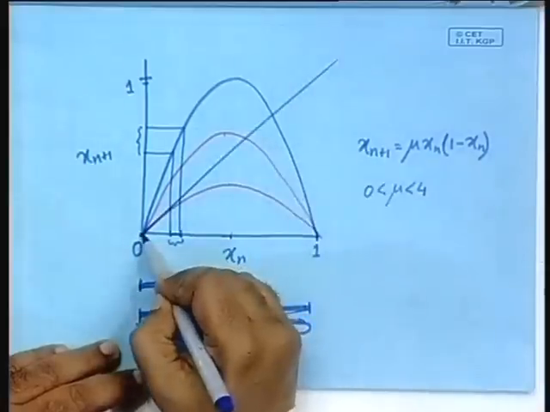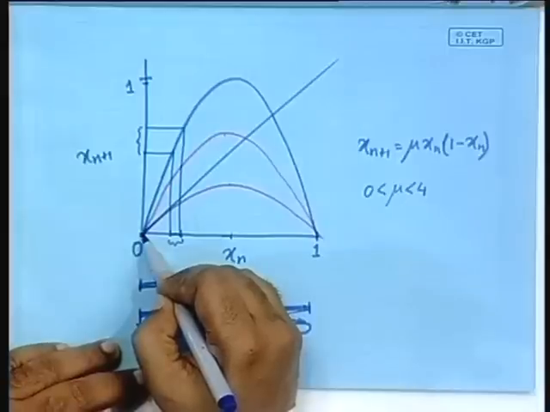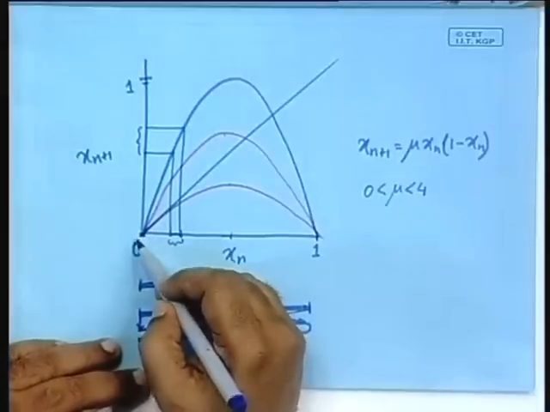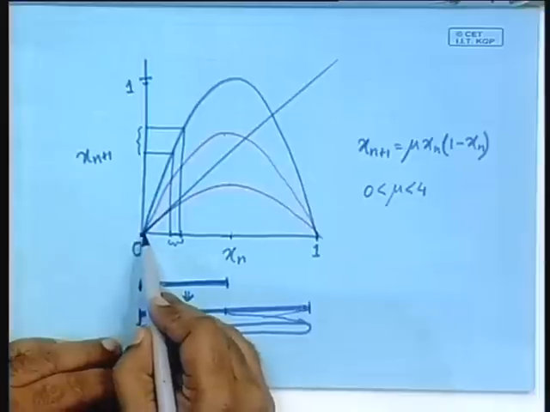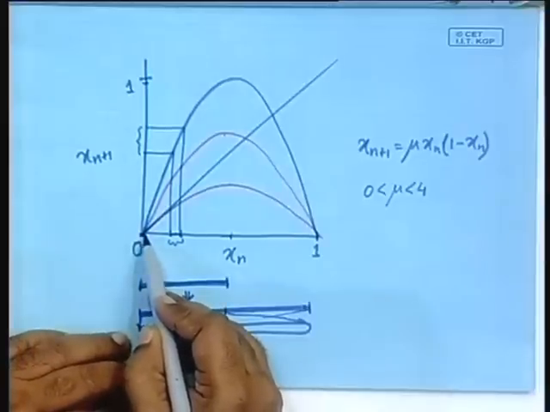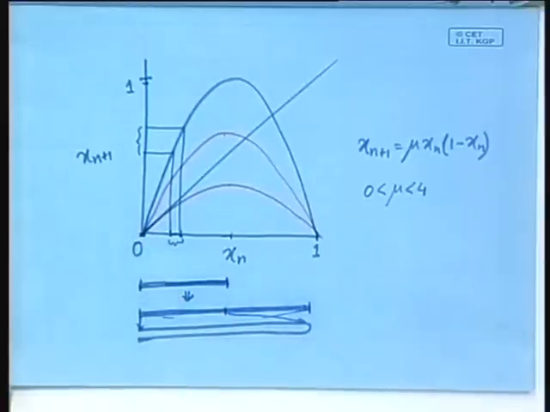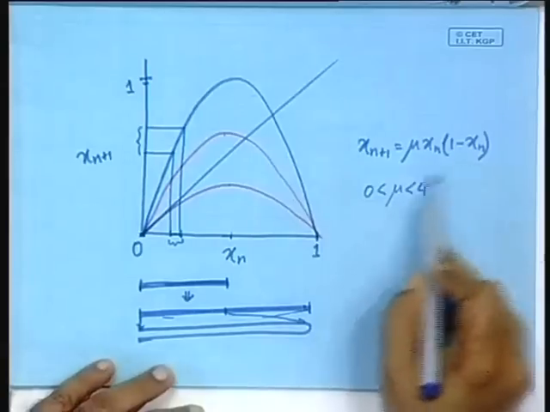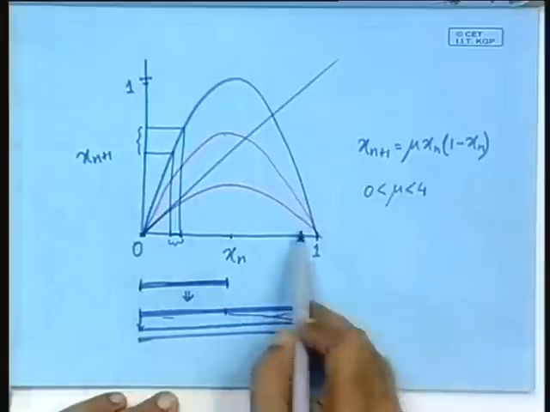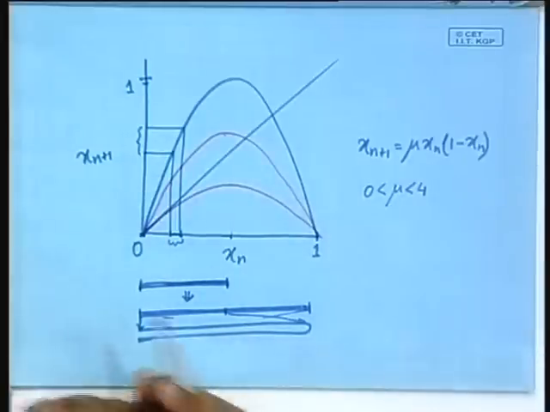Yes, 0 is a fixed point, because if you draw a 45 degree line, it passes through 0. So, 0 is a fixed point. If you start exactly from 0, it will always remain on 0, but if you start from a neighborhood of 0, it will not remain there. Okay. Now, you might be interested in knowing what happens beyond 0 to 1. I mean, we have defined things in such a way that things remain bounded to 0 to 1, but at least mathematically there is no reason to think in terms of this only.